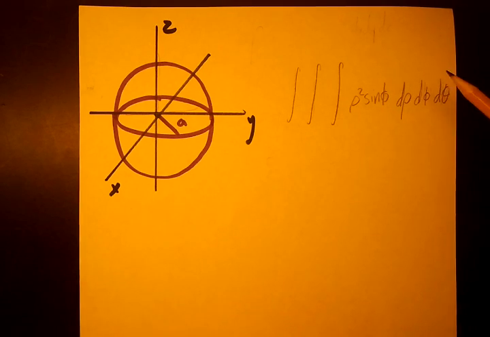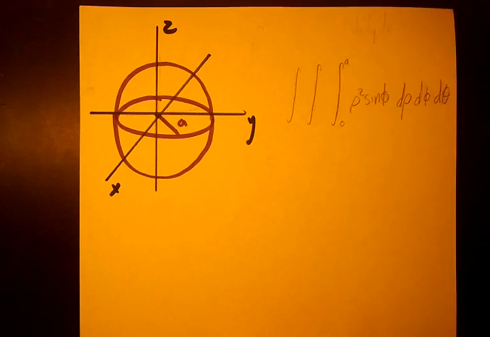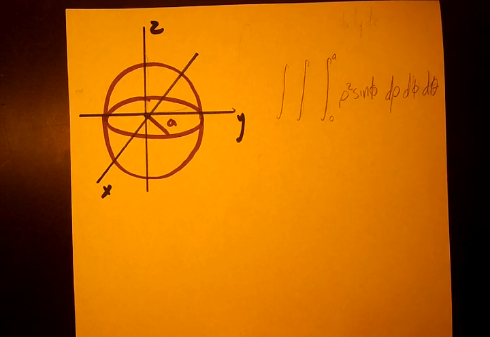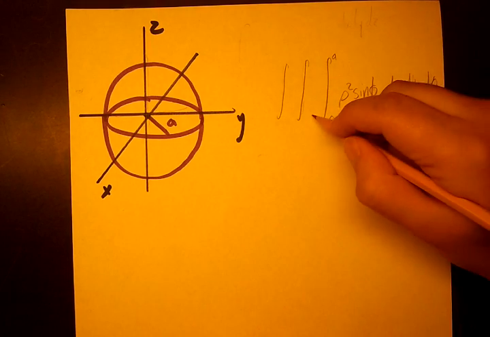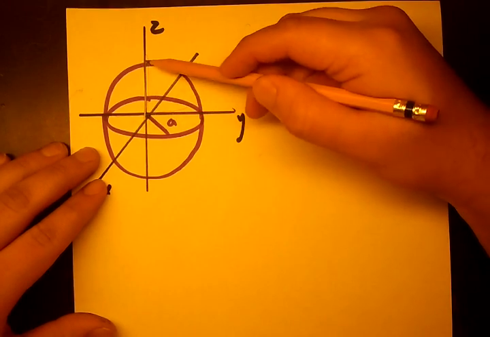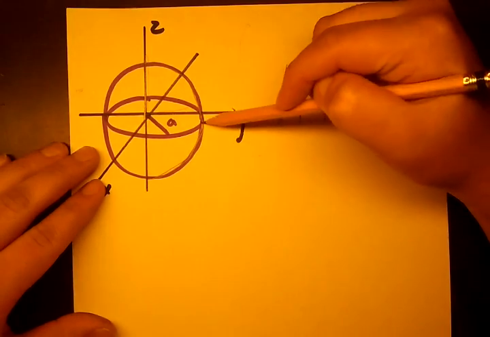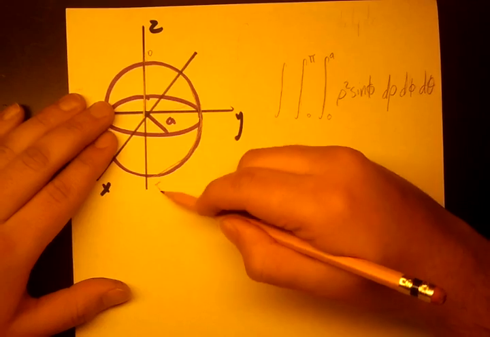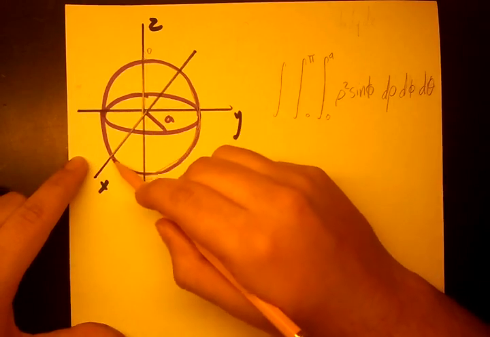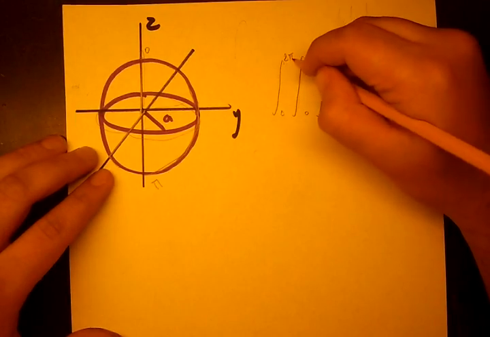So now what are our limits for rho? Rho is going from 0 to a. What are our limits for phi? It's going from 0 to pi, because phi is always measured from the positive z-axis to the negative z-axis, so it's going the full angle from 0 to pi. And theta, we know, is measured from the positive x-axis, and it goes all the way around again. So that's 0 to 2 pi.